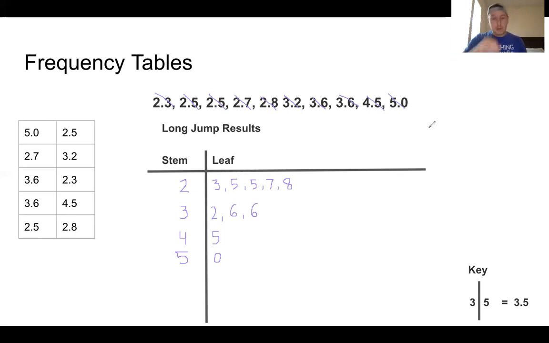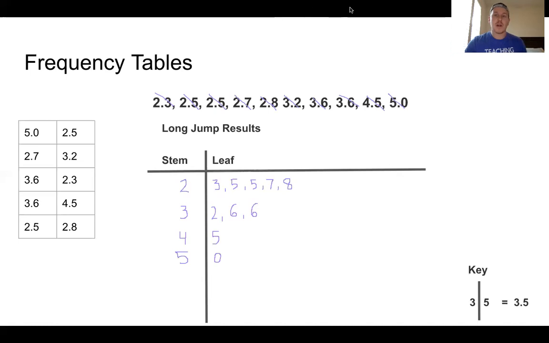So a good stem and leaf plot always has a key and always has a title, and you usually do it like this with the stem on the left side and the leaf on the right side. Though there are some representations where you can do it from a horizontal perspective as well. So it's pretty easy to create a stem and leaf plot.